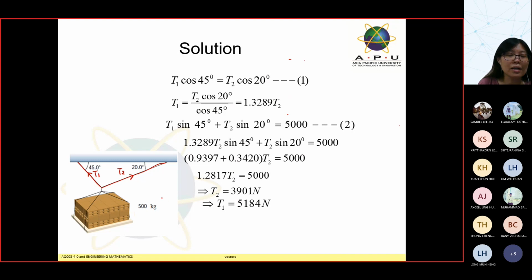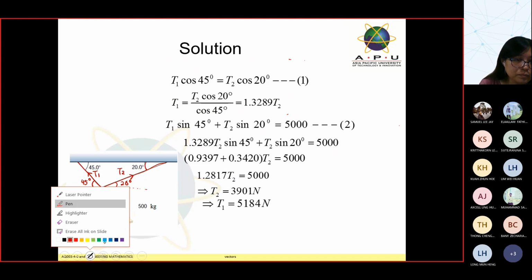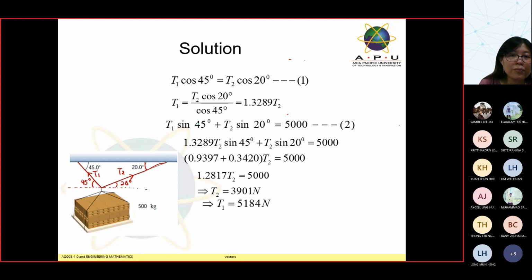Now how about the angles? Since here is 20, that means here will be 20 degrees as well. If here is 45, that means here will be 45 degrees as well. So these are the angles. Next, when you look at here, we start with the horizontal first.